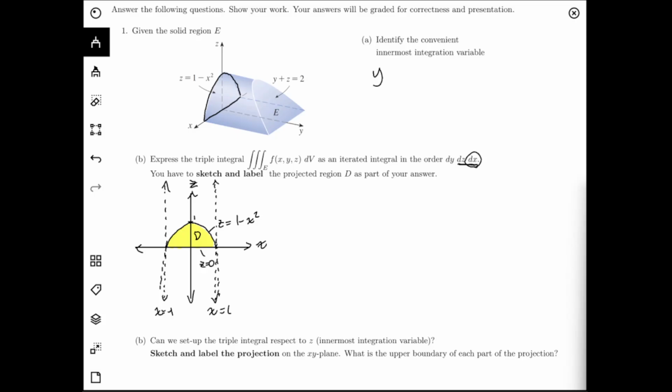Okay, now from this we can write our bounds, right? If we wanted to, we can write our bounds. So x is greater than or equal to -1, and is less than or equal to 1. And z is greater than or equal to 0, and is less than or equal to 1 minus x squared. Alright.